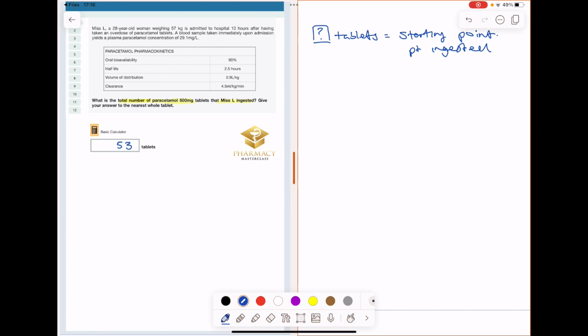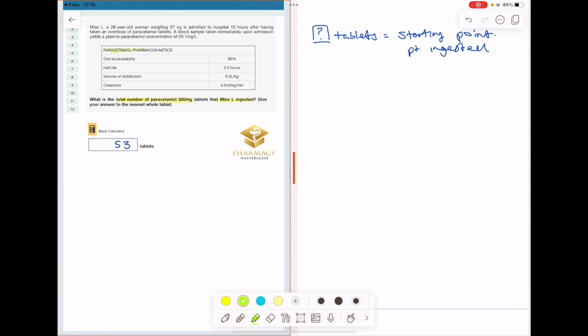So now, when I look at the information being provided in the question, I need to build a game plan to get to the answer, my best route to the answer. I can see I've been given the paracetamol pharmacokinetics. They've also told me the age and weight of the patient. It's been 10 hours since she's been admitted, and the blood sample upon being admitted was 29.1.